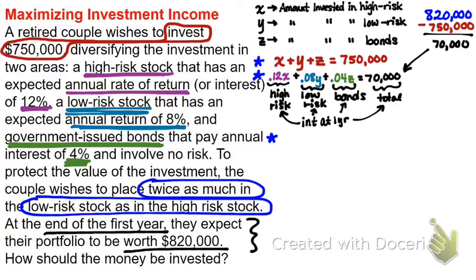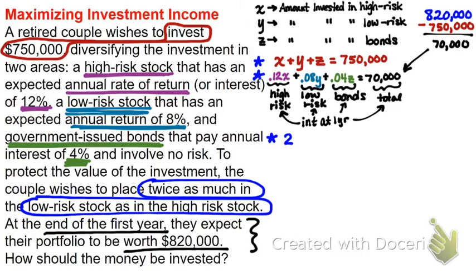Twice as much. Talk to me about twice as much. That's 2 times. 2 times what? The low risk stock. 2 times the low risk or 2 times the high risk? I heard somebody say X, that's why I'm asking. The low risk stock has twice as much as the high risk.